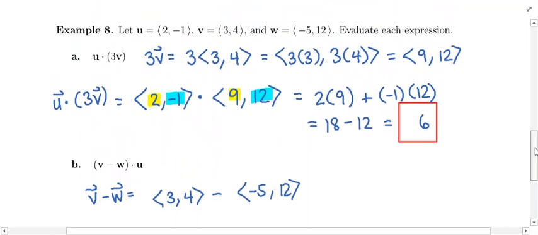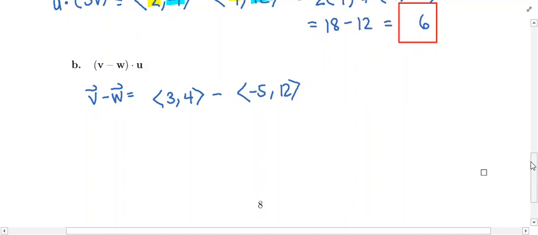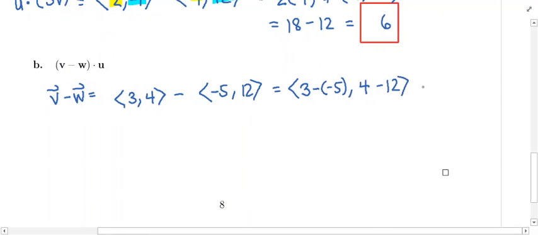To subtract two vectors, I need to subtract corresponding components. So I'm going to take my horizontal components and subtract. Order matters, it needs to be v minus w. This is going to be 3 minus a minus 5. And then my vertical component is going to be 4 minus 12. So if we simplify, the vector v minus w is going to be 3 minus a minus 5, it'll become plus a positive. This is going to be 8, -8.